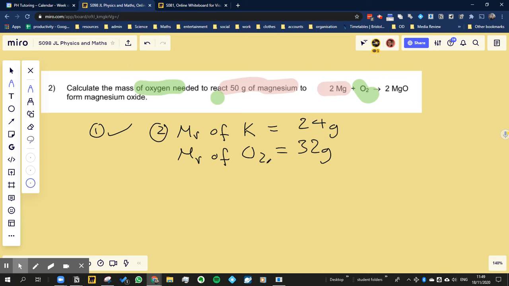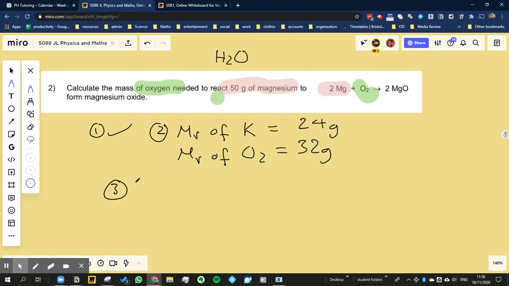Don't forget, if you've got a little 2 down here, to multiply that by 2, just in the same way as any other molecule or compound. If it was H2O, we wouldn't add hydrogen plus oxygen, we'd multiply the hydrogen by 2. And for the same reason, we do that there. So we've got the molar masses, and we've identified the known and the target substance.